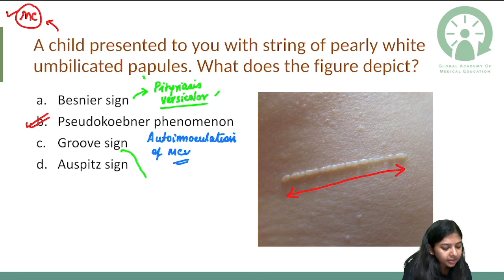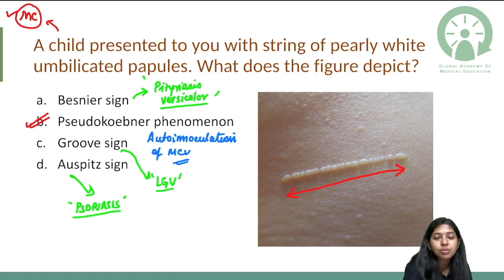Groove sign you get in LGV, lymphogranuloma venereum, right? We will look at the picture right now. And Auspitz sign you get in psoriasis. All of them are very important one-liners you can get in your FMGE examination.